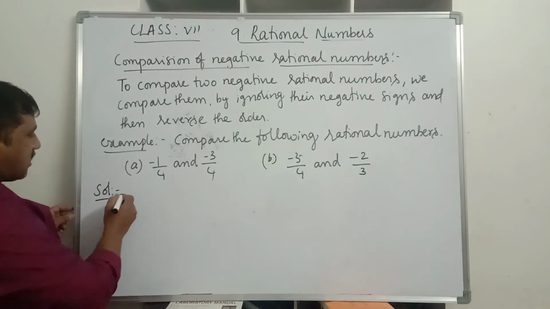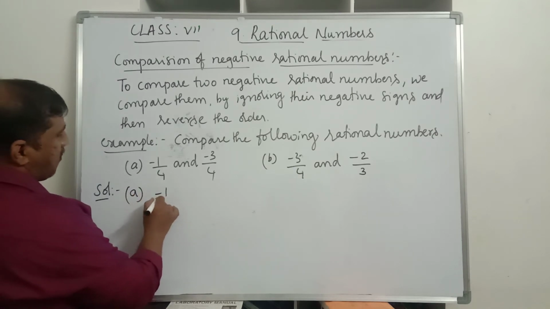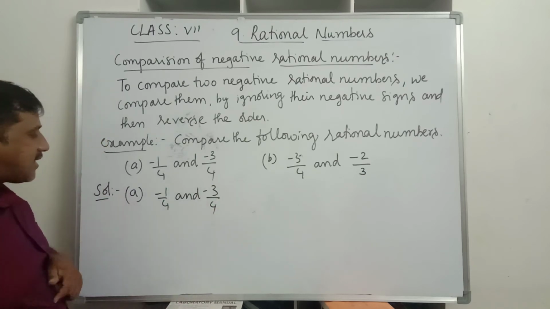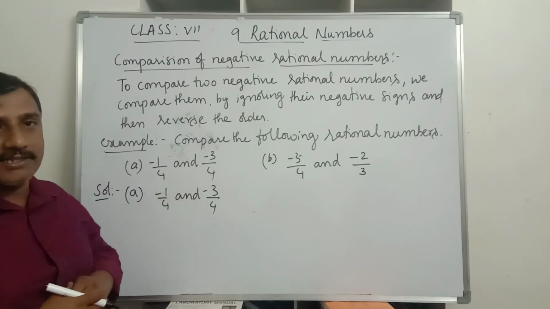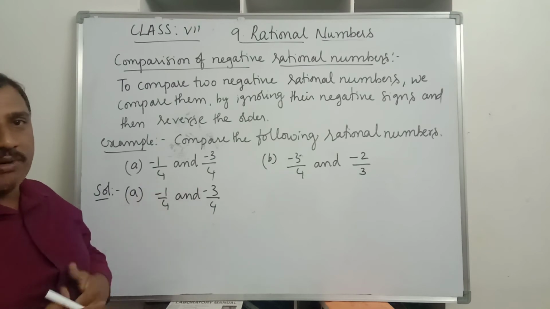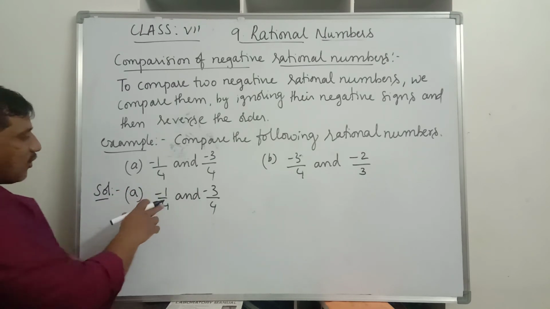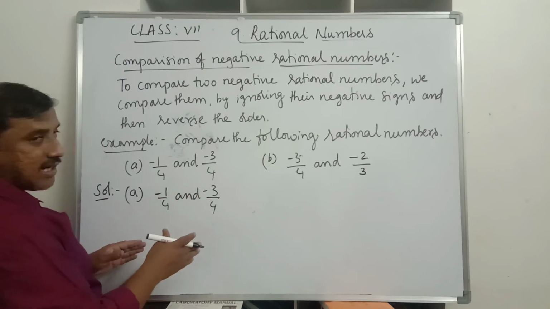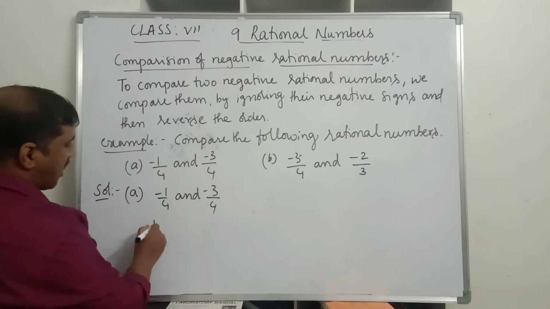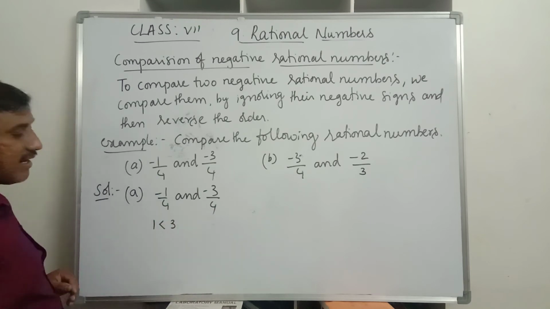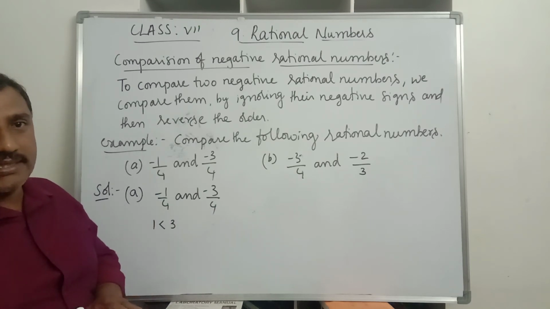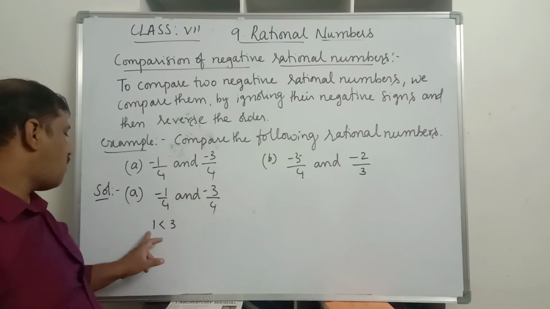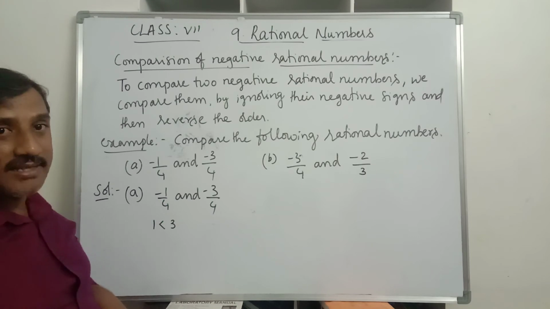So here the first one, minus 1 by 4 and minus 3 by 4. Ignore the signs. Here the denominators are same, so we can compare the numerators. When we ignore the negative signs, what we get is 1 and 3. Which is greater, which is smaller? 1 is less than 3. We know that 1 is less than 3.